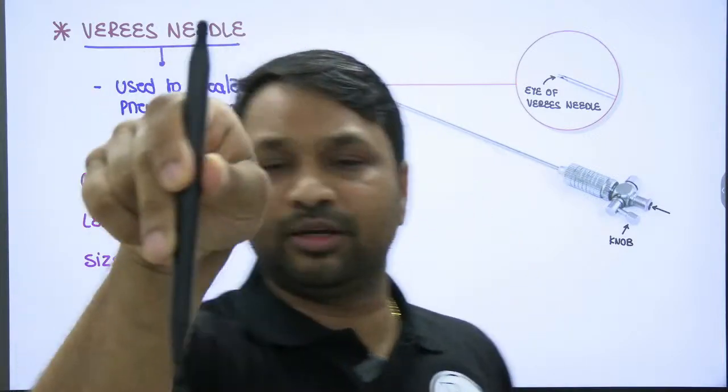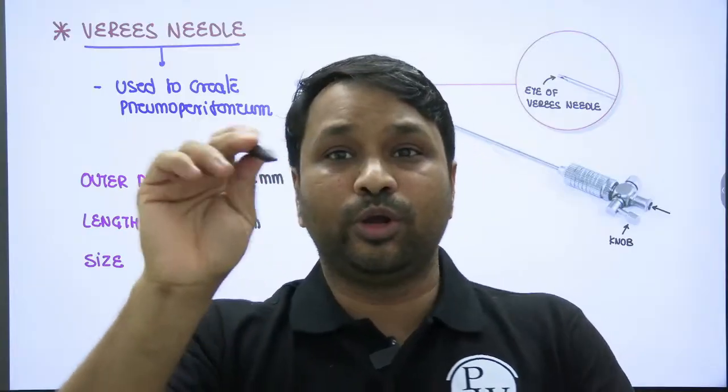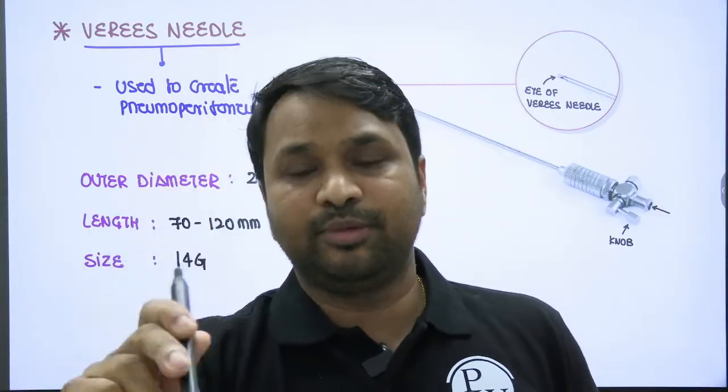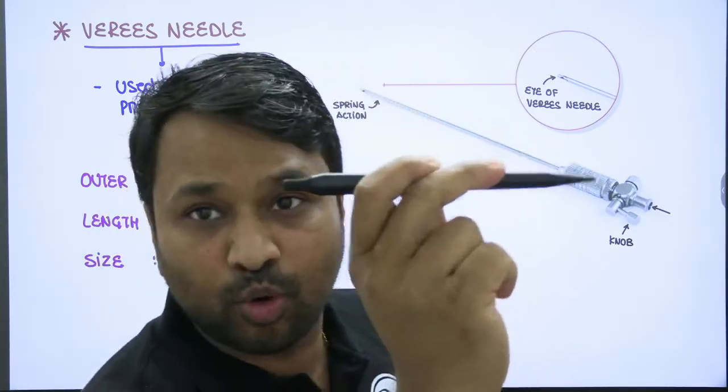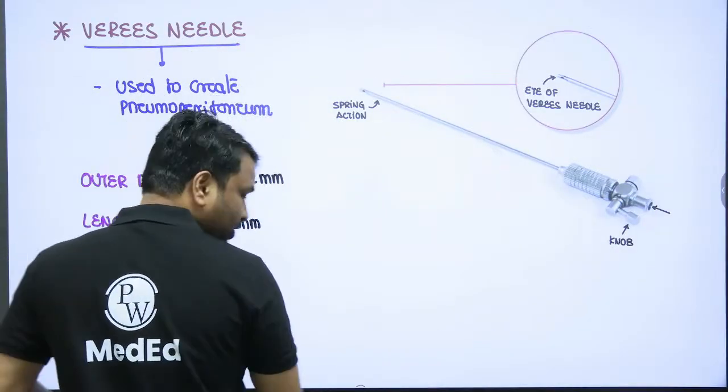This is how your grip of the Veress needle will look like. ठीक है? Like you want to dart it across. So hold like you're going to throw a dart. Now this is the position of the Veress needle. This is how you hold it, as if you're going to throw it on a dart. ठीक है? So that's about the position of the Veress needle.